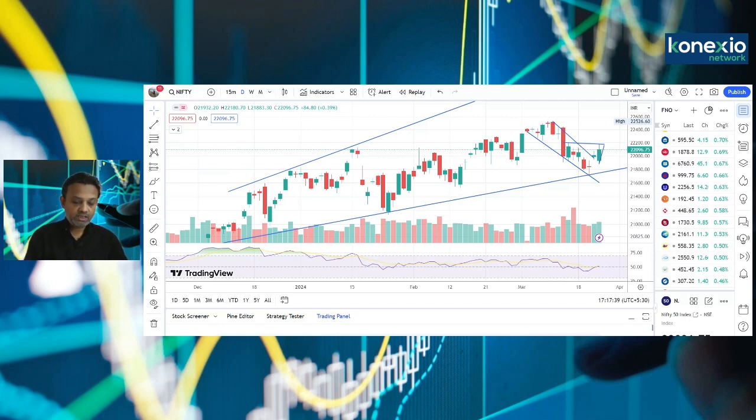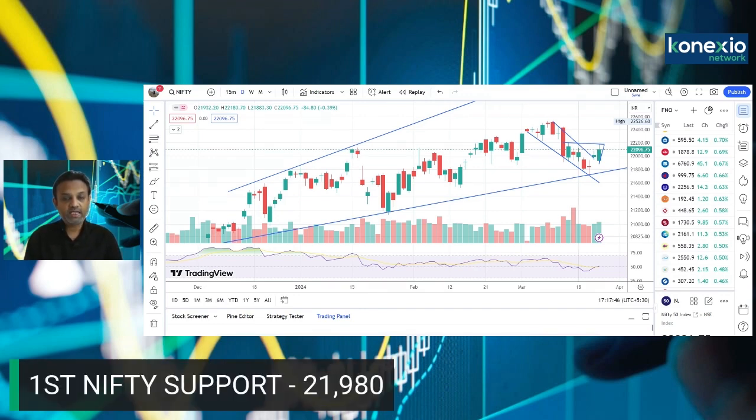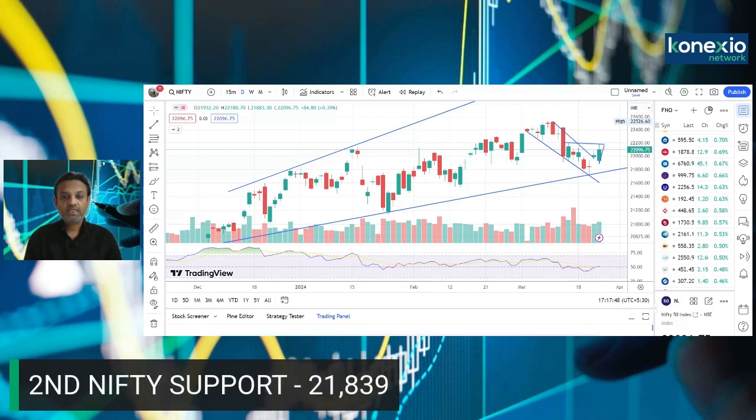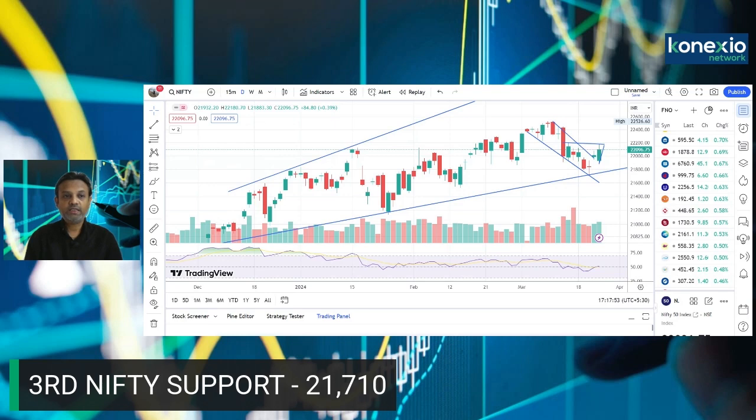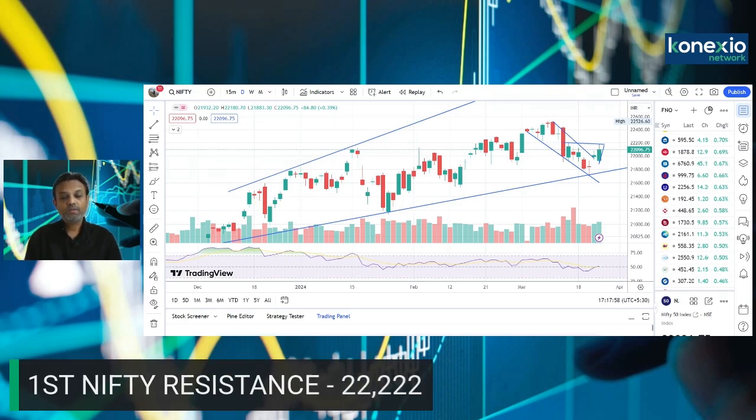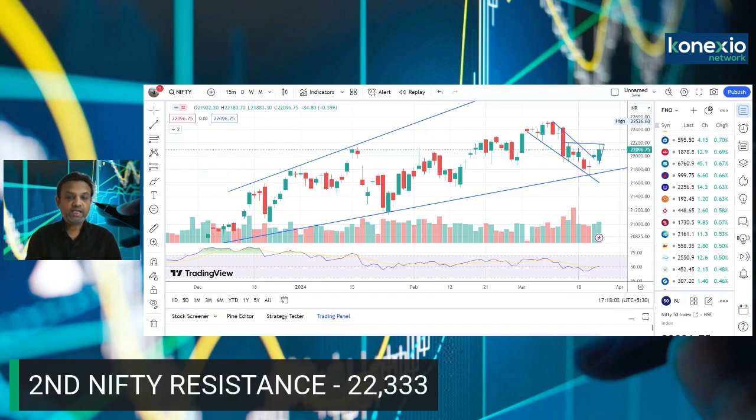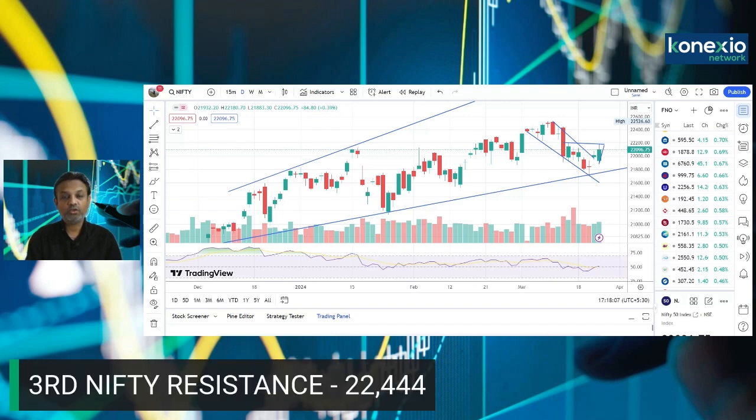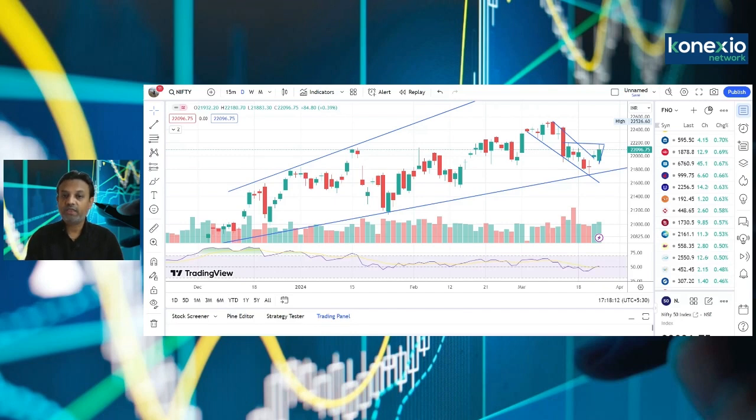So friends, now let us discuss the important support and resistance levels in Nifty for the next week. The first support in the Nifty is placed around 21,980. Below that, the second support is placed around 21,839. And below that, the third support is placed around 21,710. On the upside, the first resistance is around 22,222. The second resistance is around 22,333. And the third resistance is around 22,444. These are the crucial support and resistance levels in Nifty for the next week.